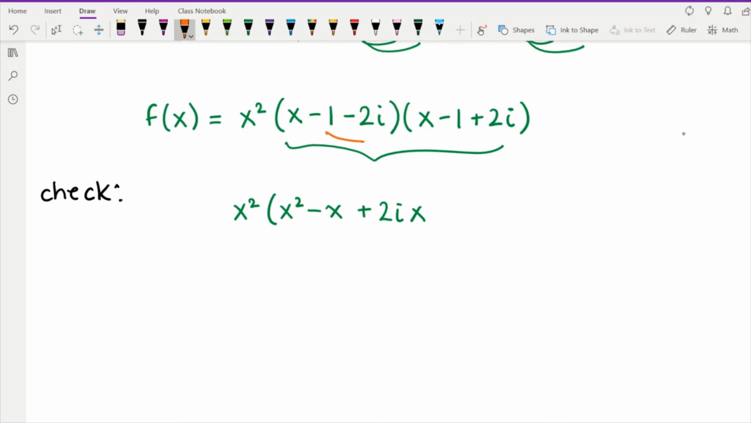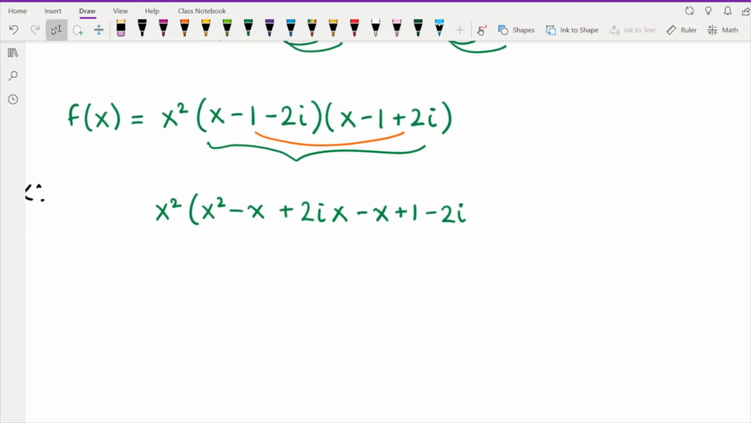Then we do negative 1 times everything, so that's going to be minus x. And then we get plus 1, and then we get minus 2i. And then we finally multiply this last term with everything. So we do negative 2i times x. And then we do negative 2i times negative 1, so that's going to be plus 2i. And then we finally do negative 2i times 2i, so that's going to be minus 4i squared.